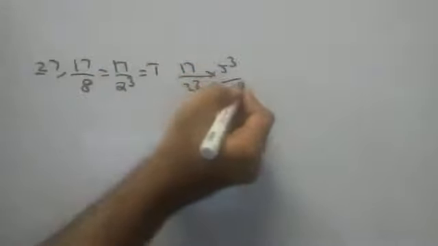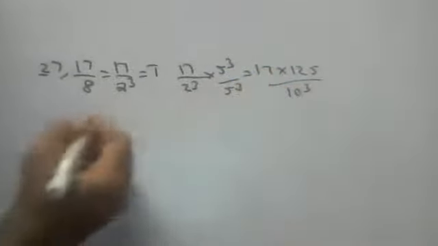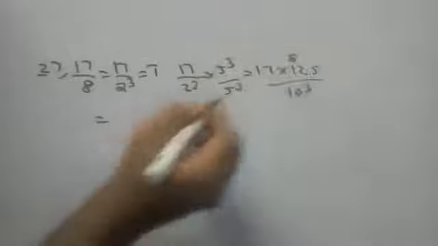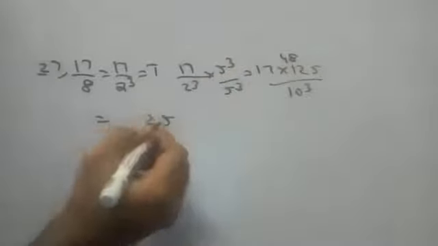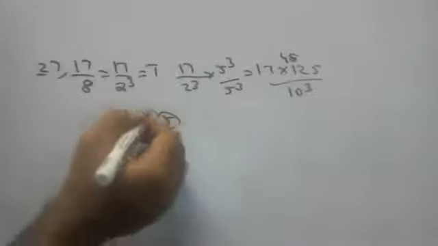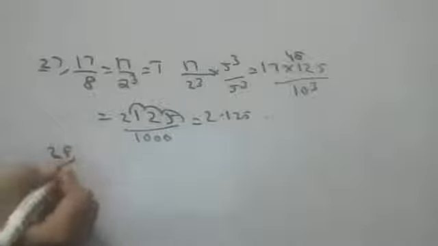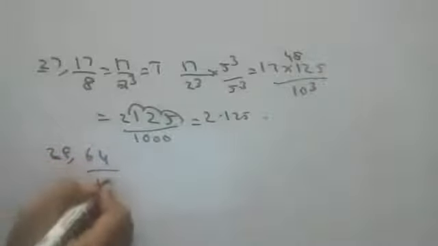Multiply and divide with 5 cube. 17 into 125 by 10 cube. 17 5s are 85, 17 2s are 34, 42, 71 are 70, 21 by 1000, then 1 2 3. So 2.125.